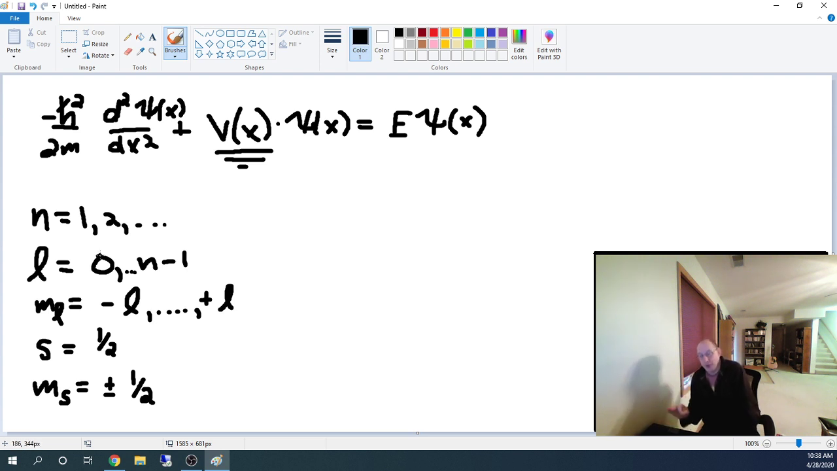So if I add a third electron to my atom, lithium, the first two act just like helium: 1, 0, 0, plus 1/2, minus 1/2. The third electron, though, can't be in a state where n equals 1. It's got to be in n equals 2. For n equals 2, we know that the angular momentum quantum number could be either 0 or 1, but which one has the lower energy? It turns out that the L equals 0 state has the lower energy.